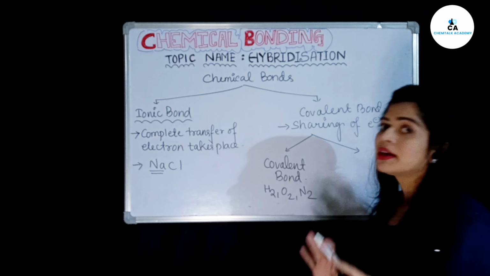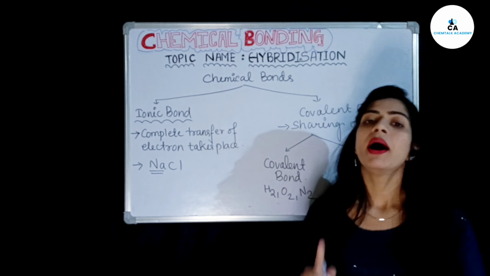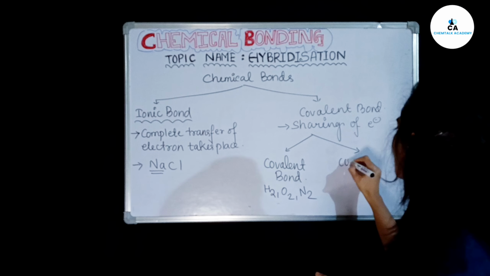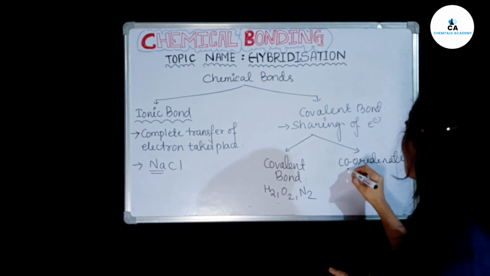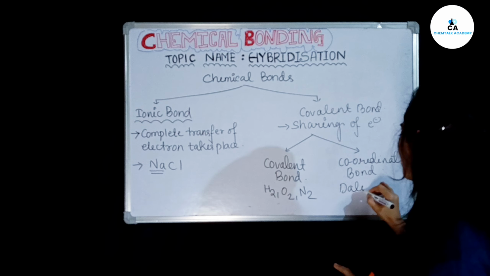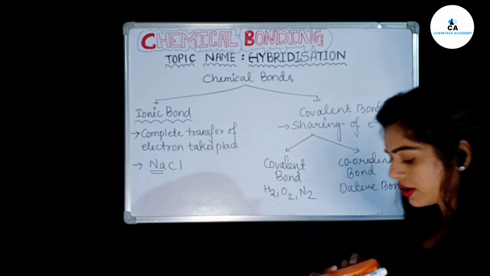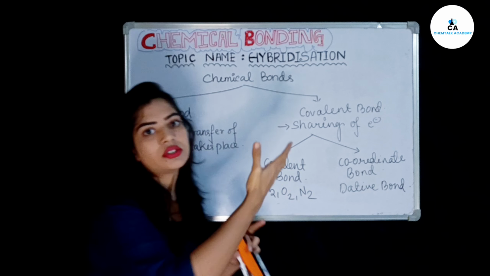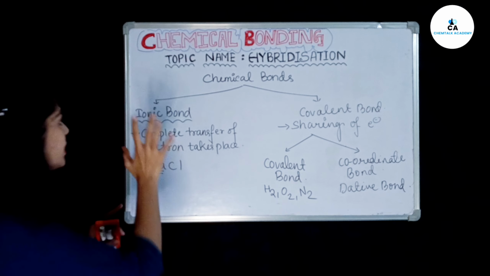But when the shared pair of electrons is contributed entirely by one atom but shared by both, then that type of bond is called a coordinate bond, or we say a dative bond. Clear? I am not going deep into this because we have to focus on the topic hybridization.